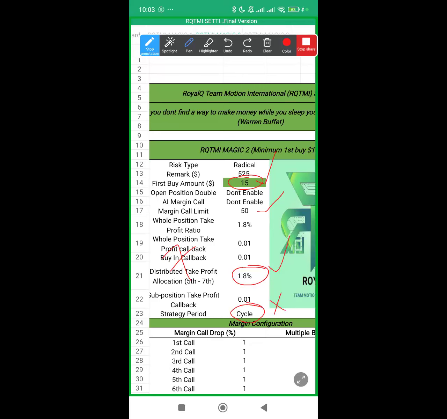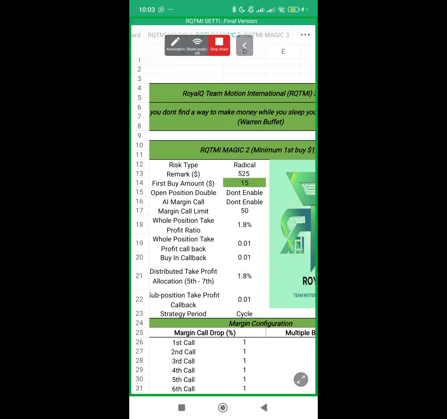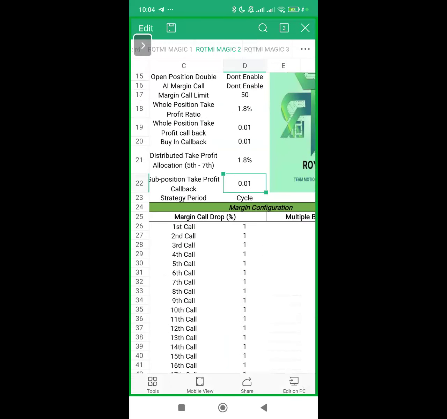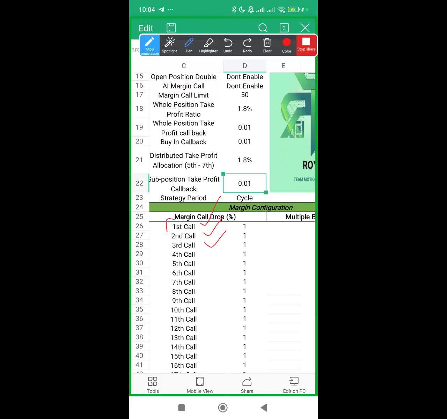Then you go to your margin configuration. When you open your margin configuration, you find that you now have extra columns opened. Starting from number 8 on your margin configuration settings, number 8 will be margin call 1. Number 9 will be margin call 2. Number 10 will be margin call 3. So you continue from 8, 9, 10, starting from the first one down to the 50th call. Same thing goes for the multiple buy-in ratio. You do the same thing.